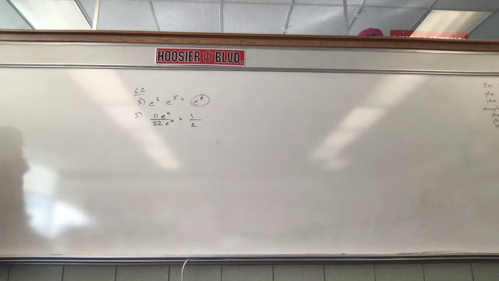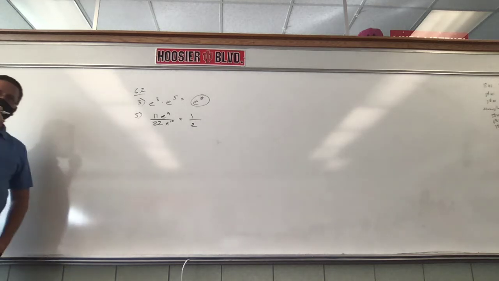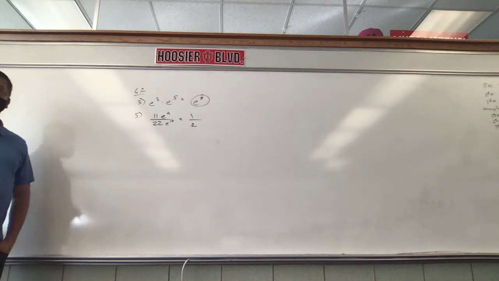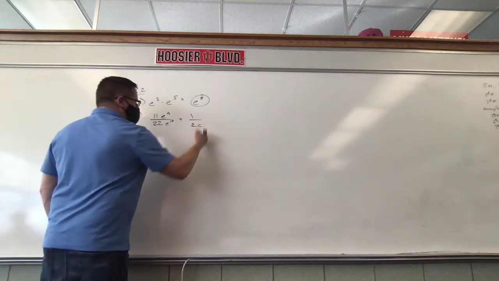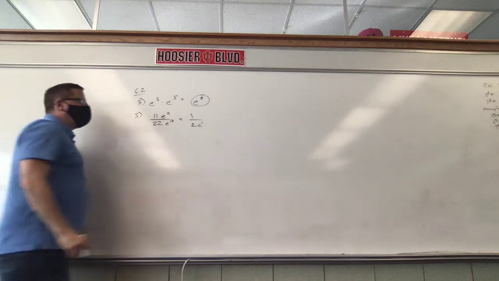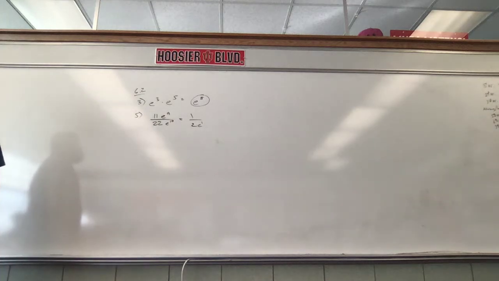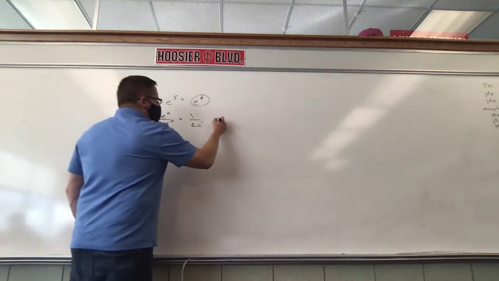And then ask yourselves 2 questions. Where are there more e's? And how many more e's? Where are there more e's, on top or on bottom? On the bottom. How many more? 1 more. So we have 1 over 2e to the first. I have no problem with that answer. The computer might not like part of it. What do you think the computer doesn't really want you to put there? To the first power. I would just put 1 over 2e.